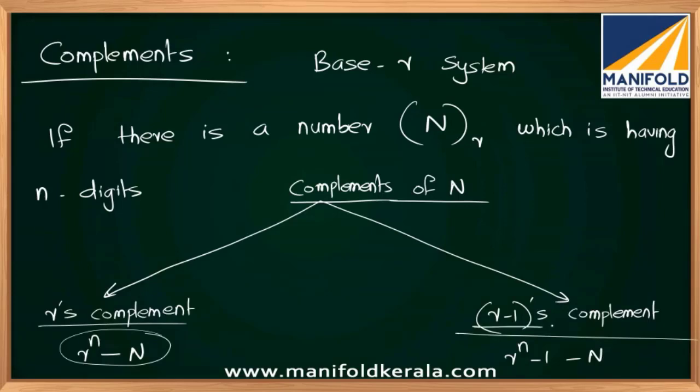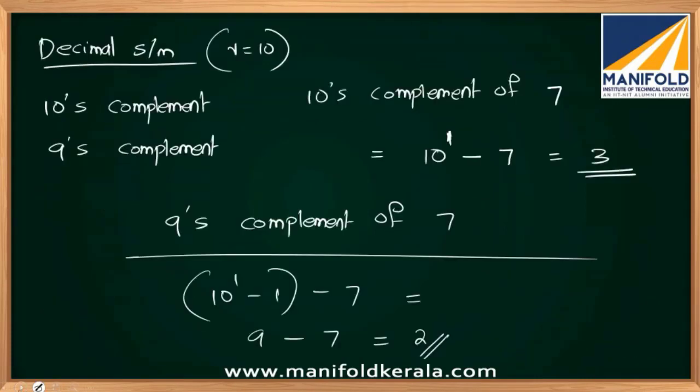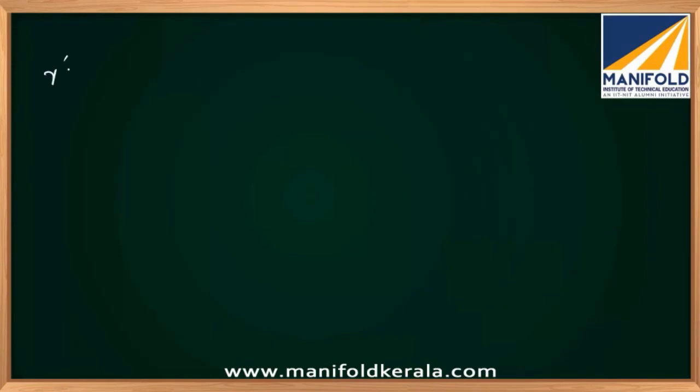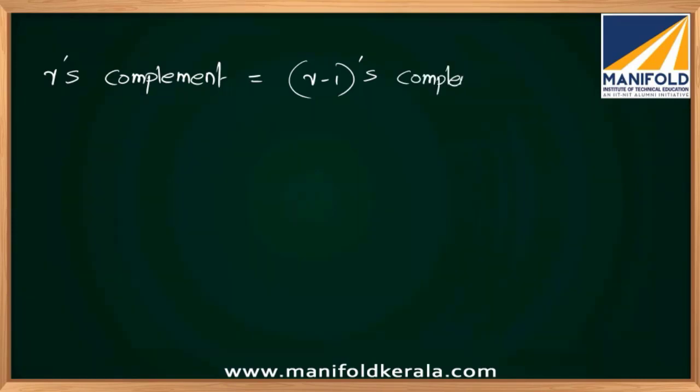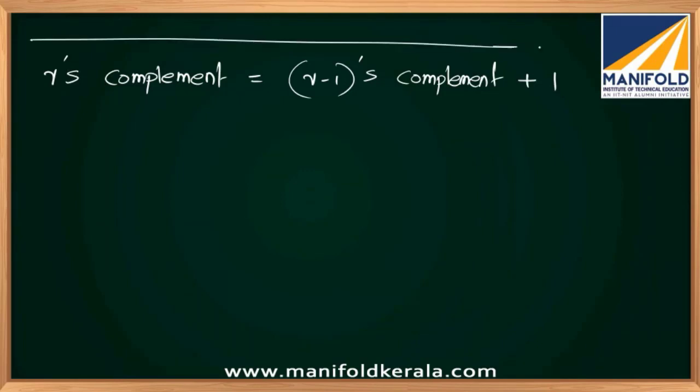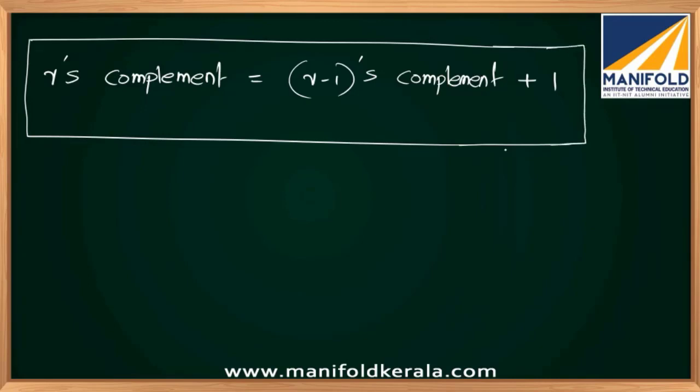That is, if you know R minus 1's complement, then if you add 1 to it, what will happen? The 1 will cancel out, so you will get R's complement. So do we have a relation like this? R's complement is equal to R minus 1's complement plus 1. Just remember this result: R's complement is equal to R minus 1's complement plus 1.